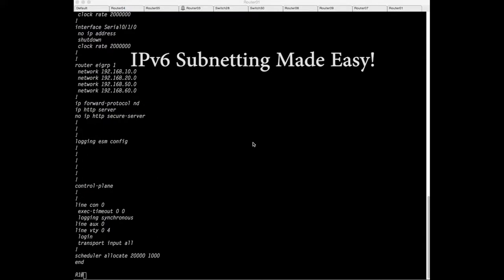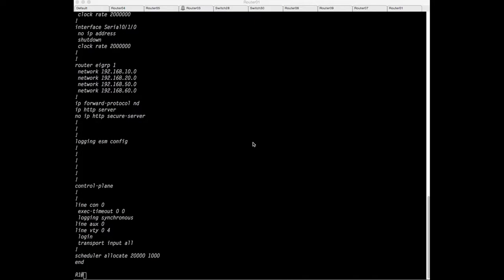Hello, this is Tim, and today I'm going to be talking about IPv6 made easy. This topic will cover the Cisco ICND1 and ICND2 topic of subnetting. I figured I'd start off with what everybody fears, subnetting. Well, it's actually easier subnetting in IP version 6 than it is in IP version 4.